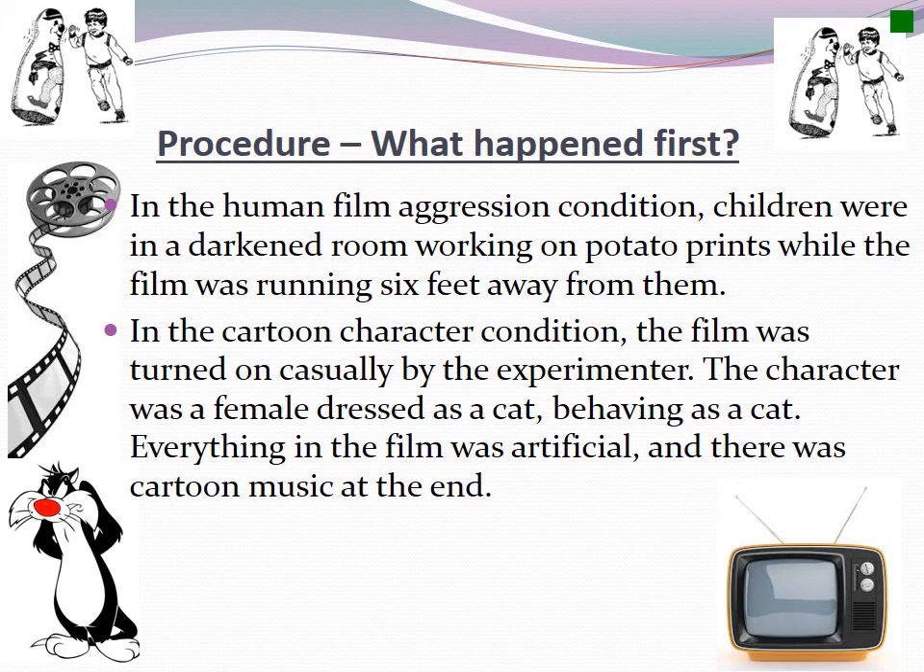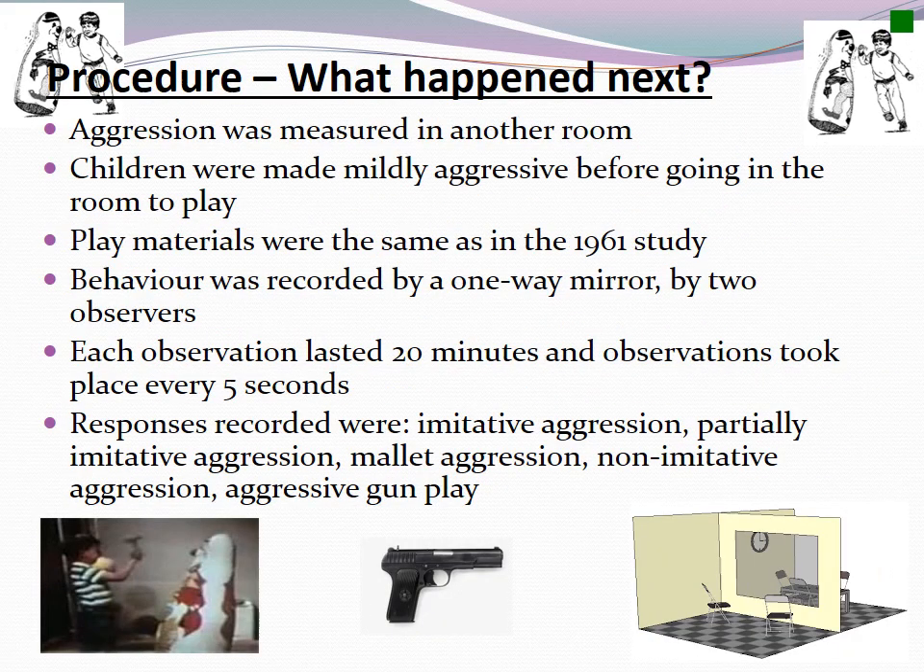So in the human film aggression condition, the children were entered into a darkened room and they were working on potato prints while the film was running 6 feet away from them. Now in the cartoon character condition, the film was turned on casually by the experimenter. The character was dressed as a female cat and was behaving as a cat, and that was what made up the cartoon character, and everything in the film was artificial and there was cartoon music at the end.